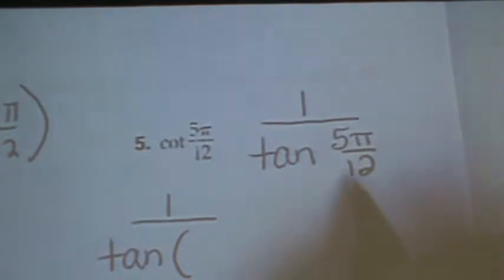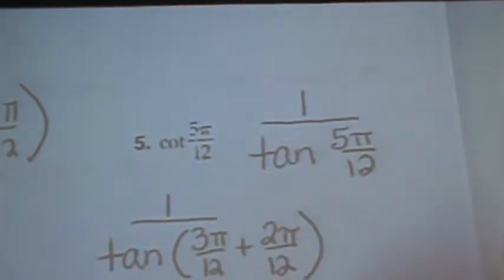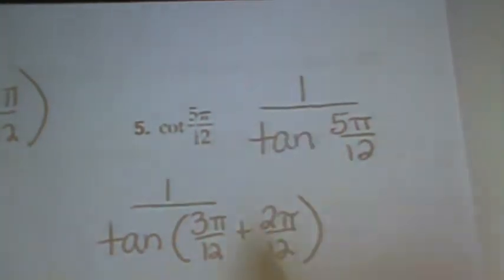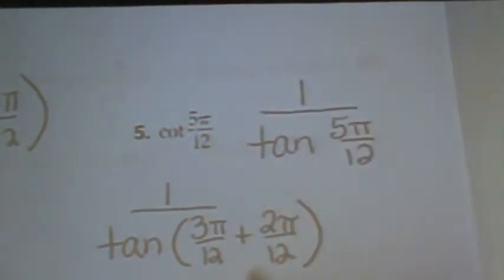Okay, so I would do 3 pi over 12 and 2 pi over 12. Okay, so 3 pi over 12 plus 2 pi over 12. Why did I pick those? Well, because 3 and 2 gives you 5, and we know this is 1/4, and this is 1/6. So pi over 6. We know these angle measures. So really what you're doing is you're going to replace this as pi over 4 plus pi over 6.